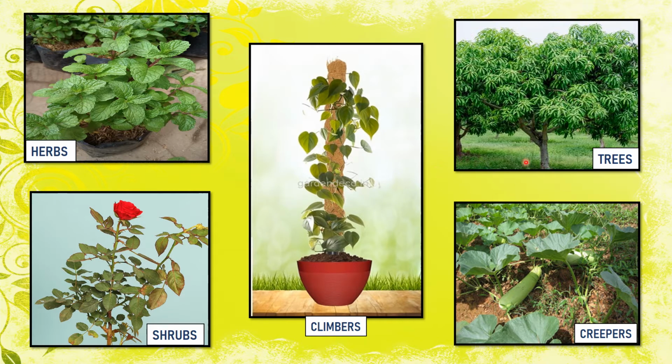Trees. They are tall and have hard and thick brown stem, and the branches are much above the ground. Example, mango and neem. Creepers. They have weak stems, so they cannot stand upright and they spread on the ground. For example, bottle gourd. Climbers. They too have weak stems and they take support and climb up. For example, money plant.